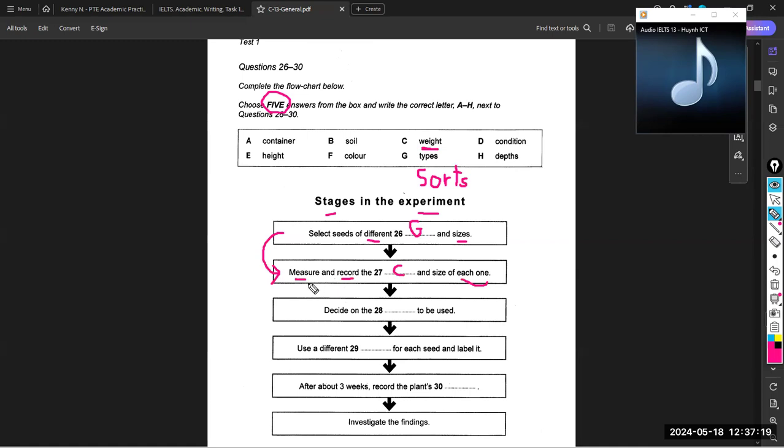And also measure its dimensions. Okay, this is the keyword. And we need to keep a careful record of all that. So this is it.